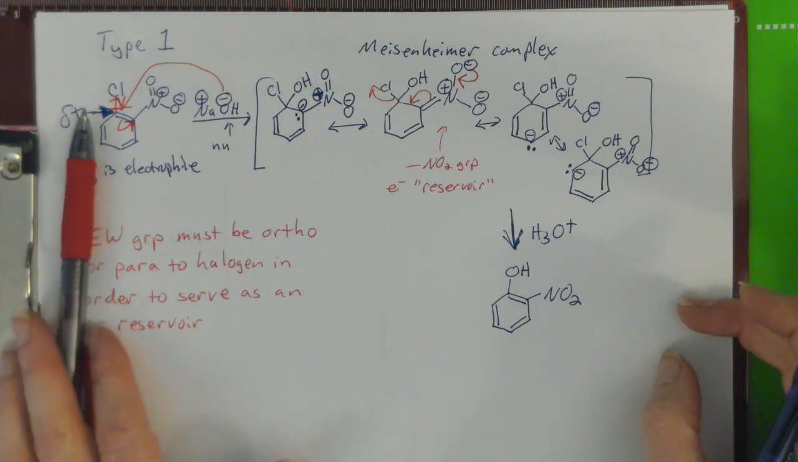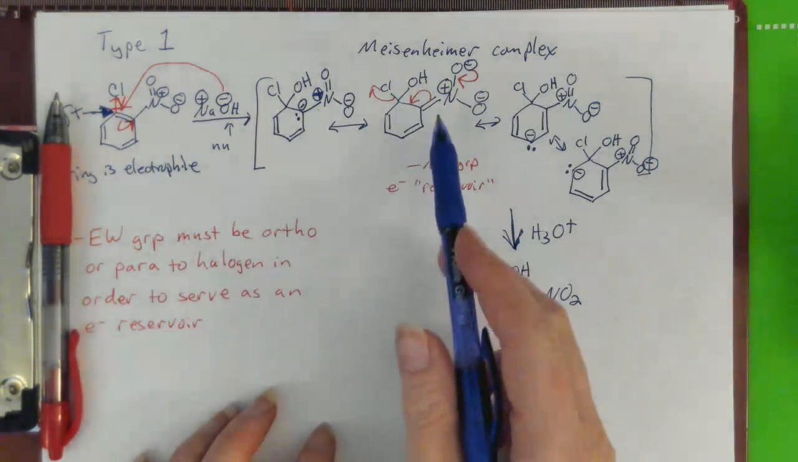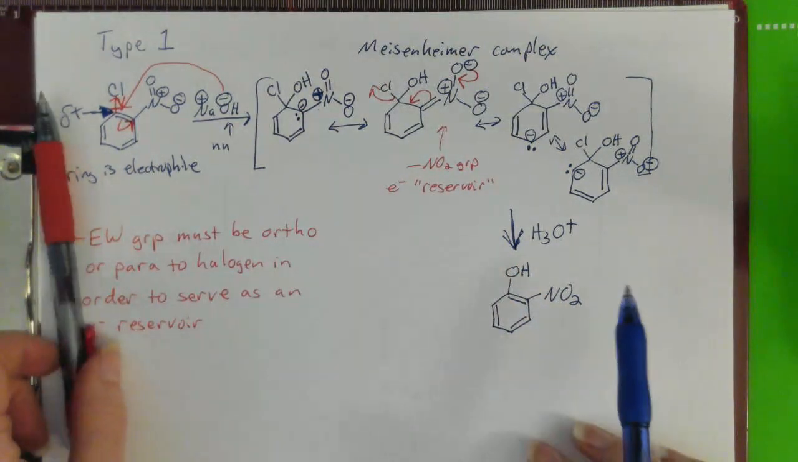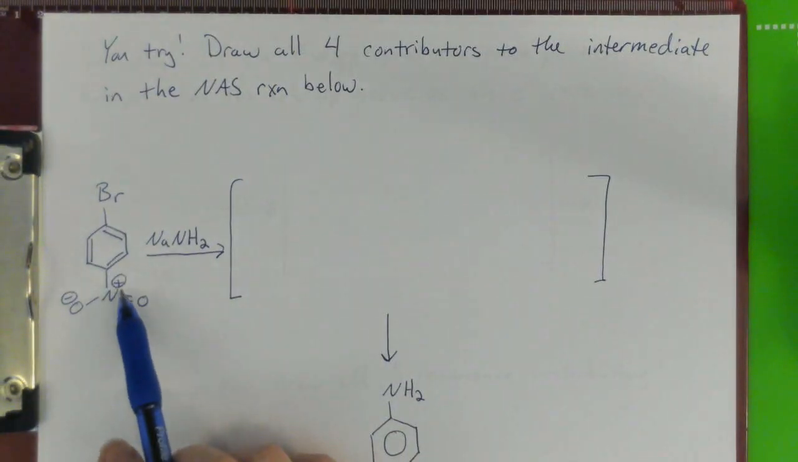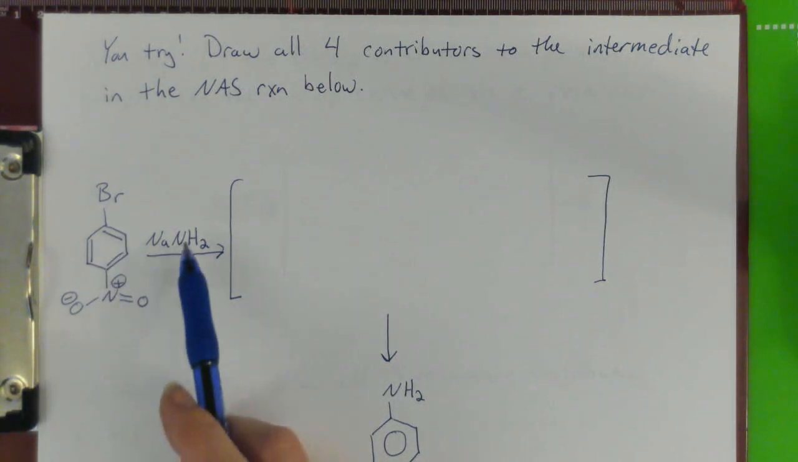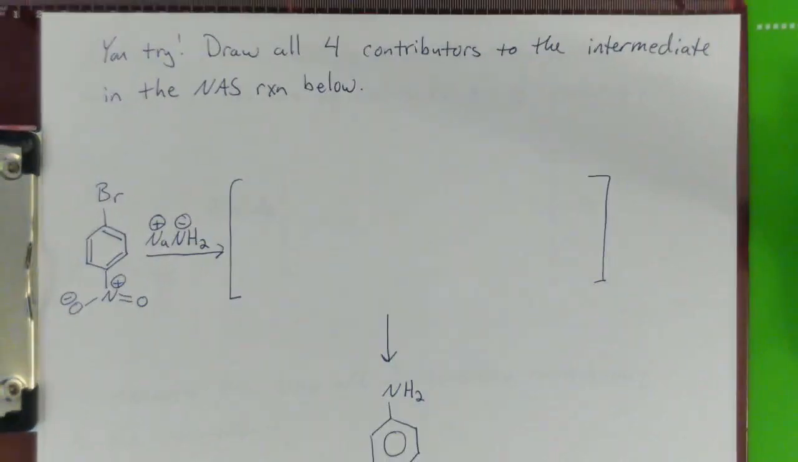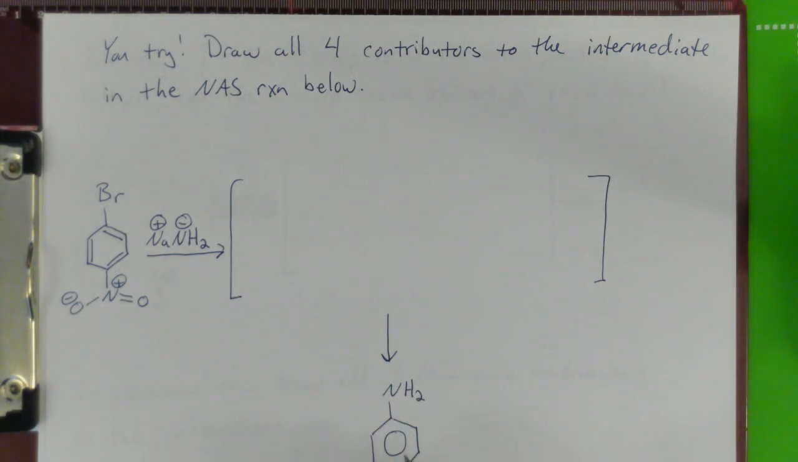So again, for this reaction, the electron withdrawing group must be ortho or para to the halogen in order to serve as this electron dumping ground or the electron reservoir. So what I'd like you to try now is the same idea. This time I've moved the electron dumping ground from the ortho position to the para position, and I've given you a different nucleophile. We've got sodium amide here, so the amide piece is serving as the nucleophile, and this is the organic product that you get.